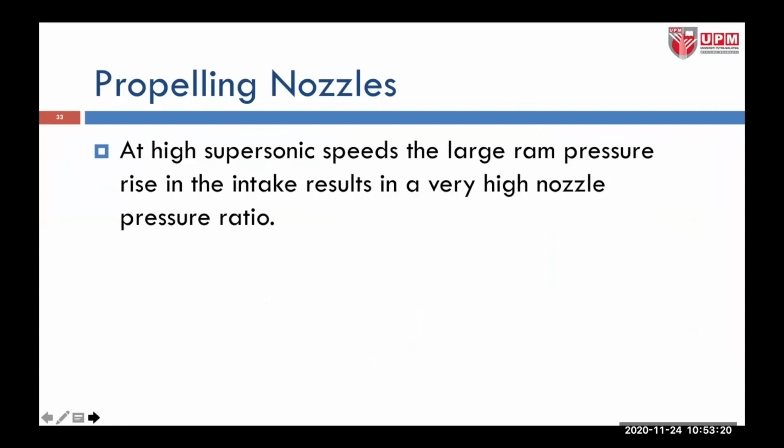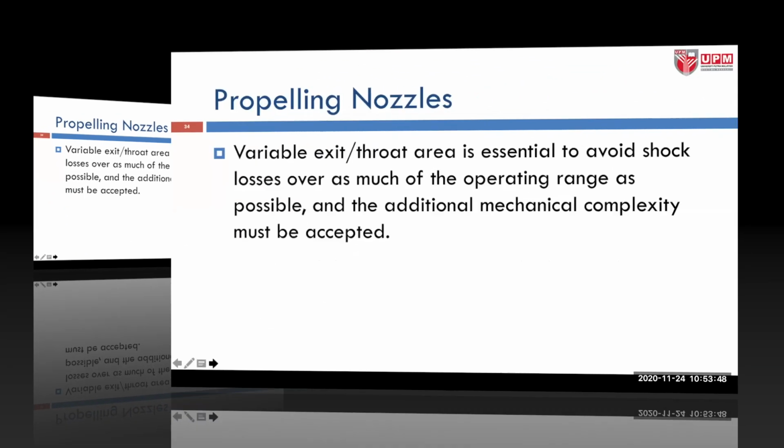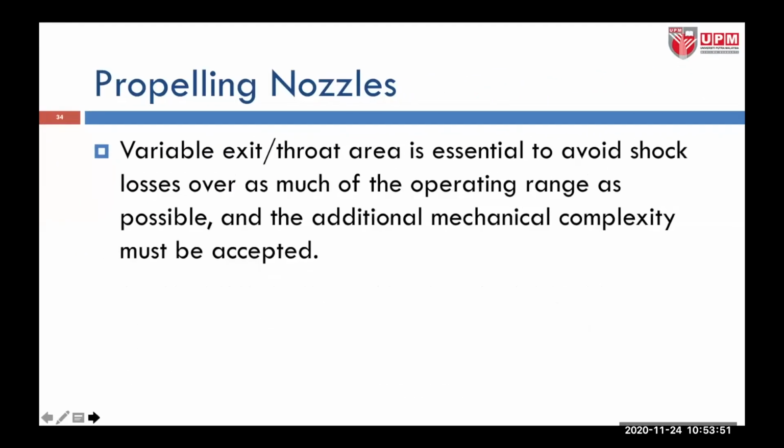At high supersonic speed, the large ram pressure rise in the intake will result in a very high nozzle pressure ratio. Right? So the value of PO4 over PA is then many times larger than the critical pressure ratio and may be as high as 10 to 20. This is quite high for the flight Mach number in the range of 2 to 3. Right? And variable exit or throat area is essential.